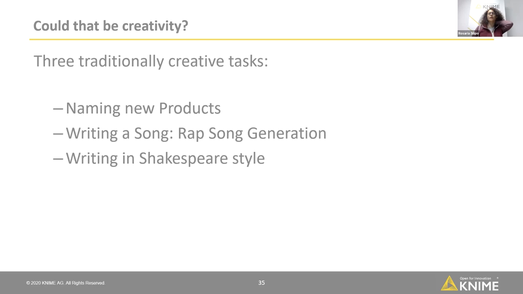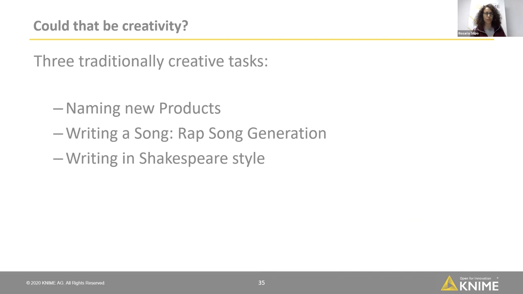Now, in this talk, I'm going to present three particular tasks. One is about naming new products, one is about writing a song, and one is about writing in Shakespeare style. Those are what is usually deemed creative tasks. They are not the classic tasks that neural networks do. So let's see how they perform.